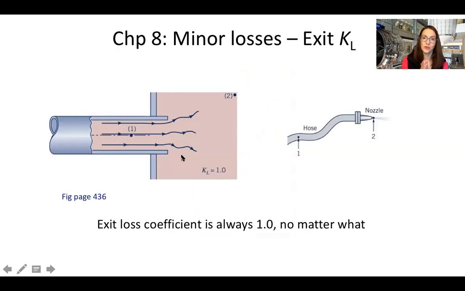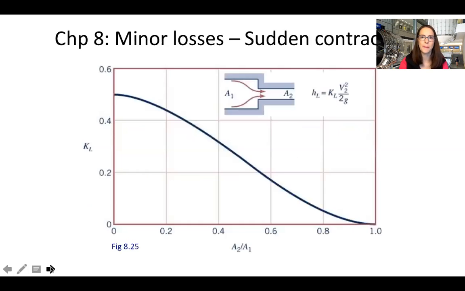Exit loss coefficient is always 1, no matter what. No matter if this is curved, sharp, slightly curved, well curved, no matter if it's a nozzle, loss coefficient is always 1 for an exit from a pipe, no matter what. And I don't know how to refer to this figure. It doesn't have a number in the book. In the paper copy of the book, it's on page 436, but that doesn't do you much good.